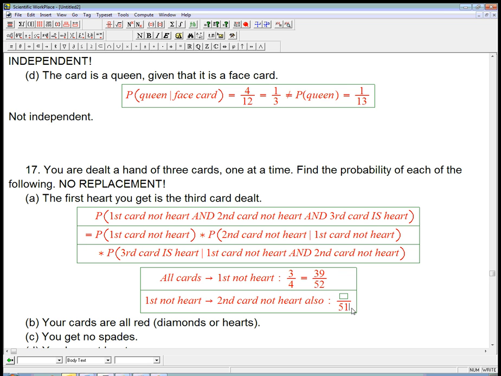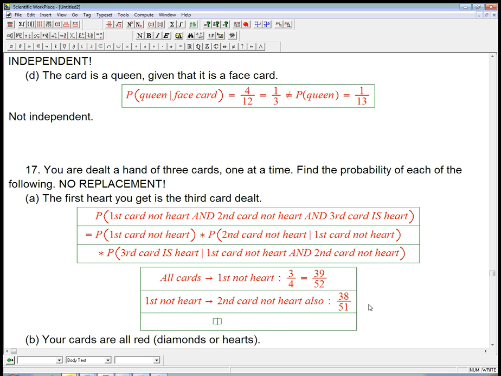Now there's only 51 cards left. How many non-hearts are there? Well, I've pulled one of the non-hearts, one of the 39, so it's going to be 38 out of 51 non-hearts. This is probably the trickiest stage: since we pulled one card and it was known not to be a heart, given that the first card is not a heart, what's the probability the second card is not a heart? Our new sample space is 51 equally likely possibilities, and we're interested in the 38 non-hearts out of that, because we did pull one of the non-hearts out.